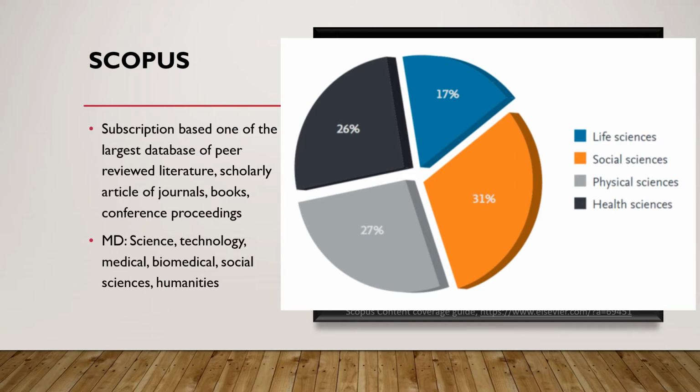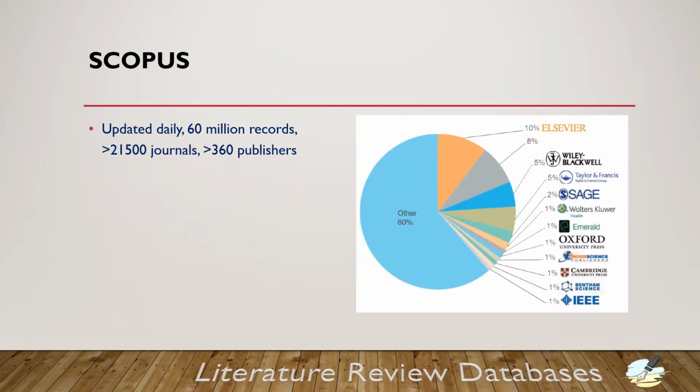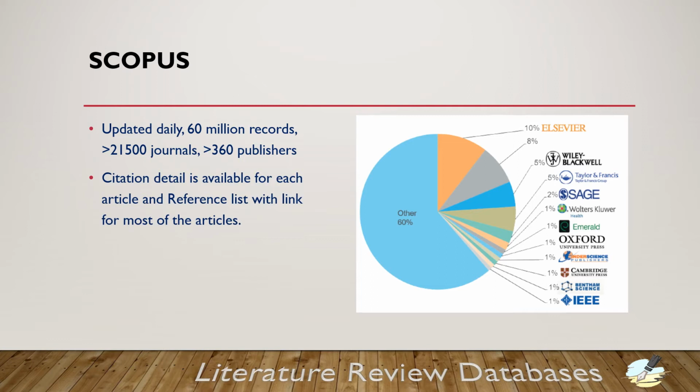Dear learners, this database, Scopus, is updated daily with 60 million records from more than 21,500 journals by more than 360 publishers. Citation detail is available for each article and reference list with link for most of the articles. What are the functions? Searching is the most important function. Managing citations, and it provides the authors with the My Scopus account.